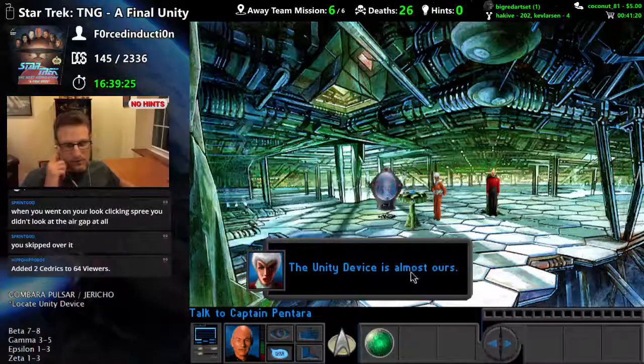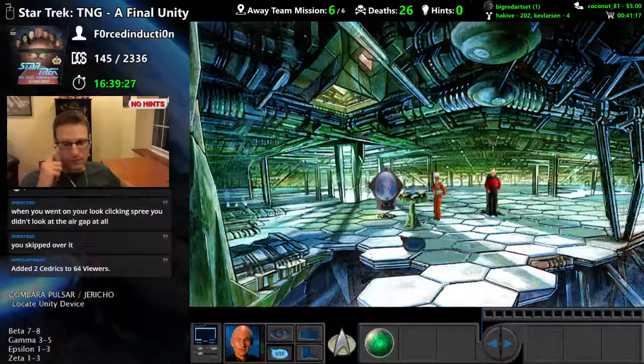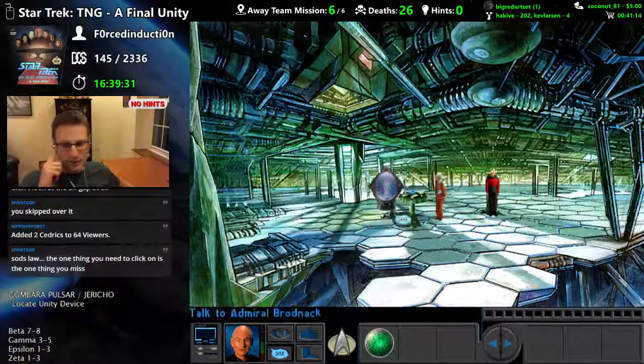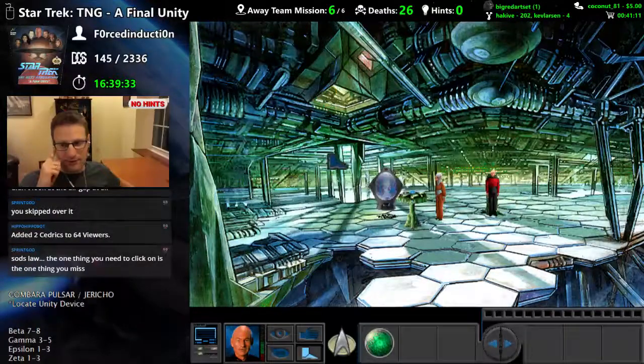The Unity device is almost ours. We're waiting for you, Picard. Oh yes, I'm the leader of this outfit? Fair enough. Alright, where can we go? We can go to the right, and that's it. Alright.